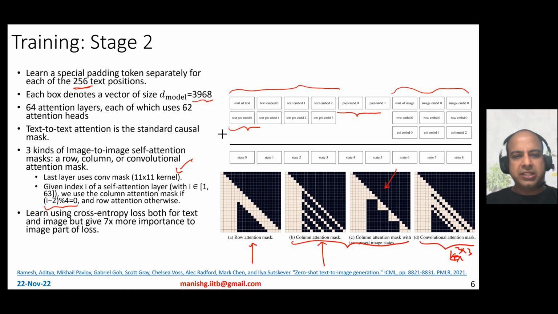The training loss function is the standard cross entropy loss function. However, cross entropy is computed both for text and image here. It's just that the image generation is more important. Therefore, it is given 7x more importance compared to the text generation.